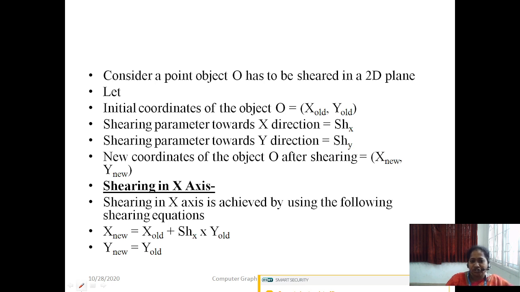Okay. Next, shearing based on x-axis, what is the formula? The following equation is used for shearing based on x-axis. What is the formula here? x new equal to x old plus the shearing parameter based on x-axis into the y direction old value. So x new equal to x old plus SHX into y old. Then y new equal to y old.